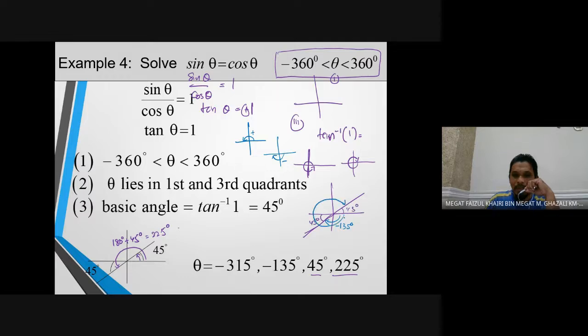So again here, one complete cycle is negative 360. Negative, again referring to the direction. Negative 360 degree plus 45 degree. So it is negative 315 degree. Okay, so we got 3 angles here.